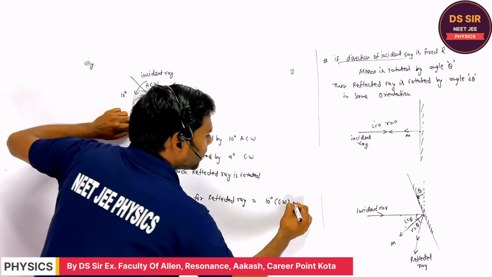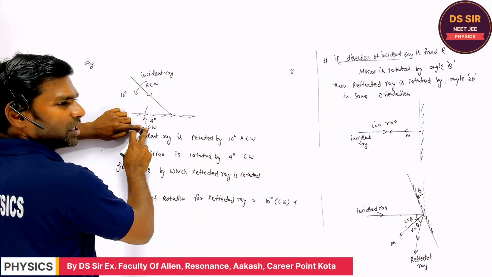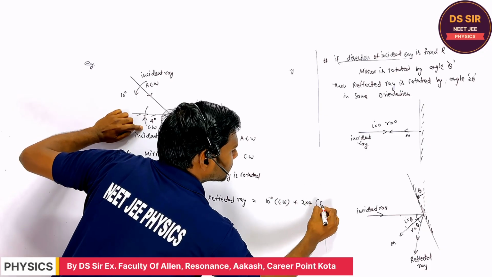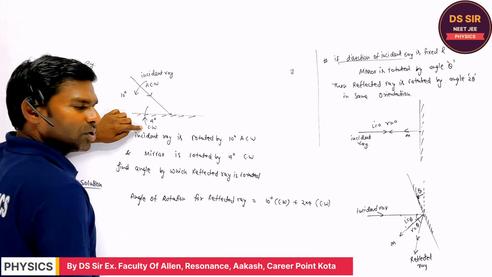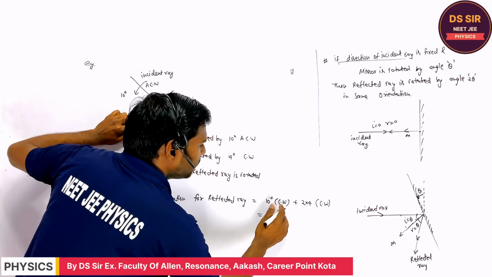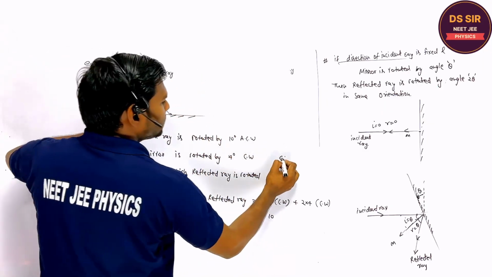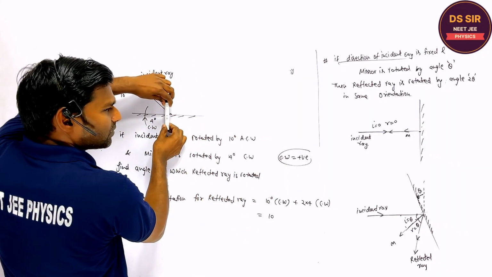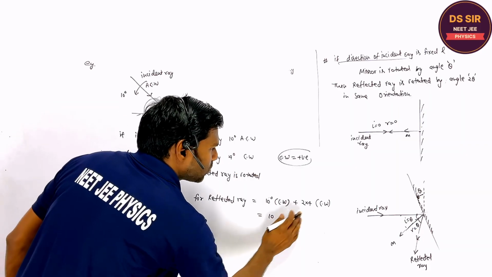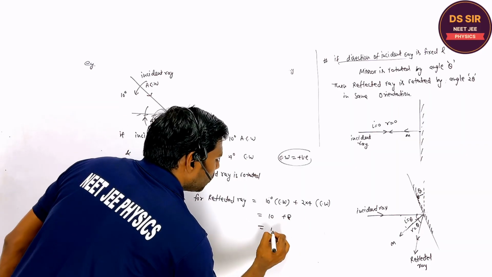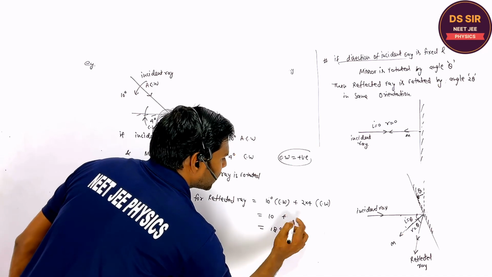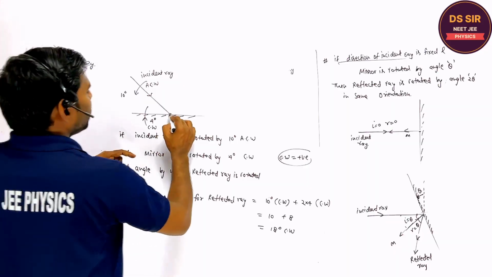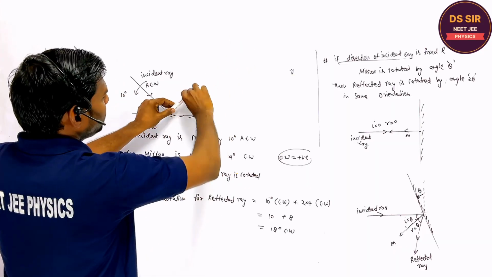So the effect of the mirror will be 2 times in the same direction. So 2 into 4, in the same direction. You understand or not? So it is 10 degree clockwise, if you assume clockwise to be positive. So the 10 degree is positive, and this is the 8. So how much is it? 18 degree clockwise. Understood?